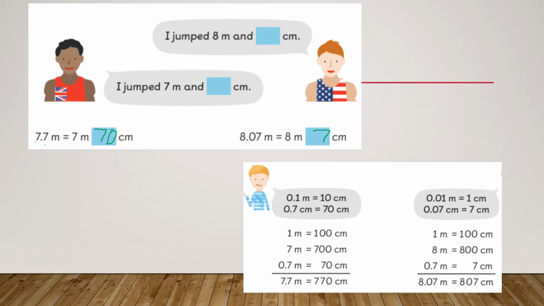We can easily convert those below. If you see on this side, the answer should be 770 centimeters, and on this side, 807 centimeters. Remembering our important rule again, 1 meter equals 100 centimeters. Well done on that one.